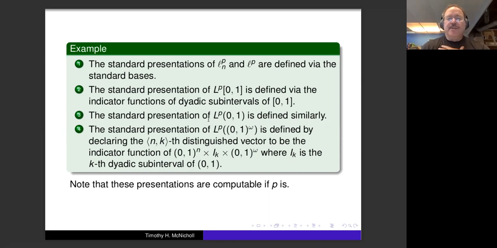You might not think there's much of a difference between these spaces, and really in some ways there's not, but later we'll also want to talk about L^p of the open interval (0,1). There's just no difference here: just chop out 0 and 1 from your dyadic subintervals. And then later we're going to have to deal with this space L^p, where we take the standard Lebesgue measure on the open interval (0,1) and take its countable Cartesian product, defined in the natural way. Take the nkth distinguished vector to be the indicator function of the kth dyadic subinterval of (0,1) to the n times (0,1) to the omega. And again, it's not hard to see all these presentations are computable if that number p is computable.